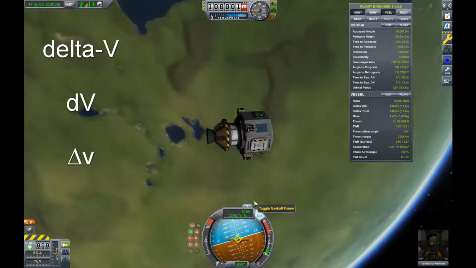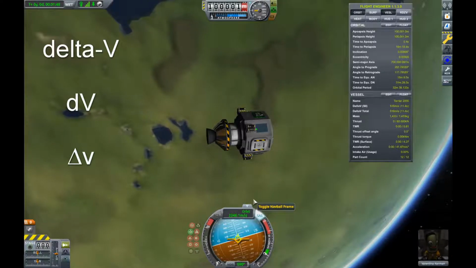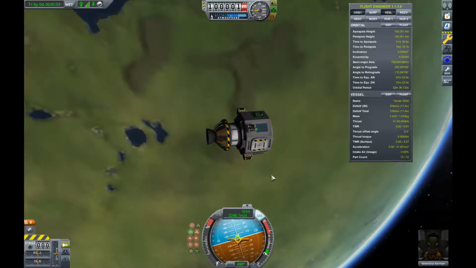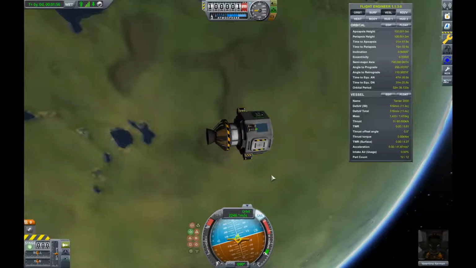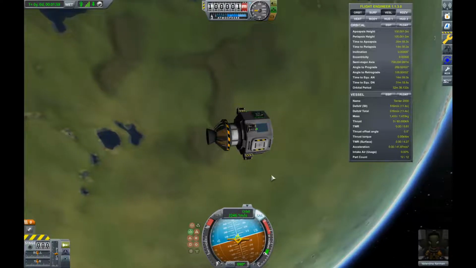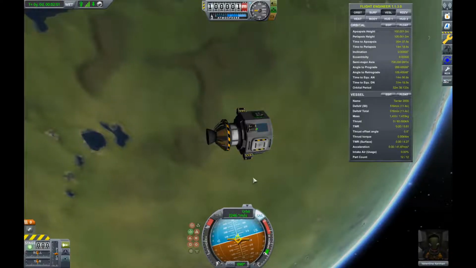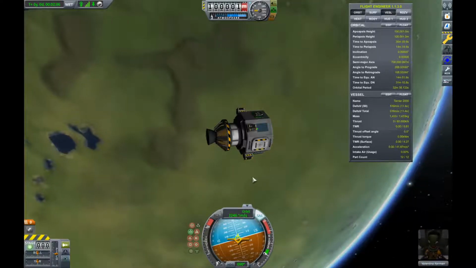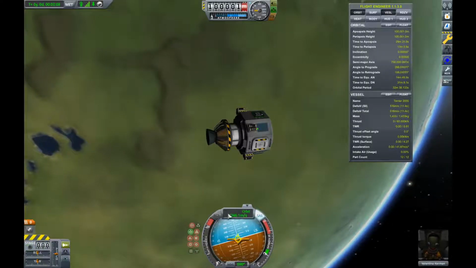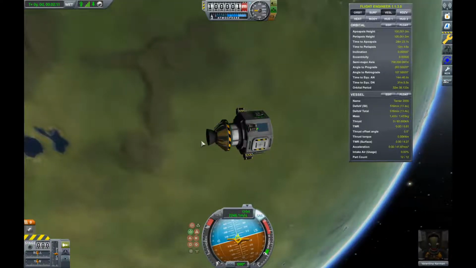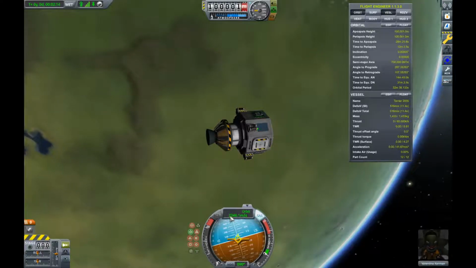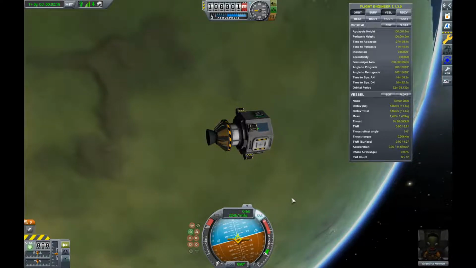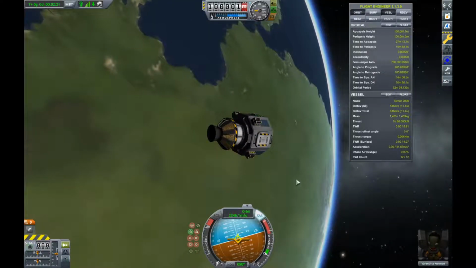Now, that's probably a word you've heard spoken a lot, especially on this channel. And what delta V is, it's literally the change in velocity. Now, as we're orbiting, or if we're going through atmosphere, whatever it may be, we have a velocity that we're traveling at. So right now, to orbit Kerbin, we are traveling at 2,246.1 meters per second.